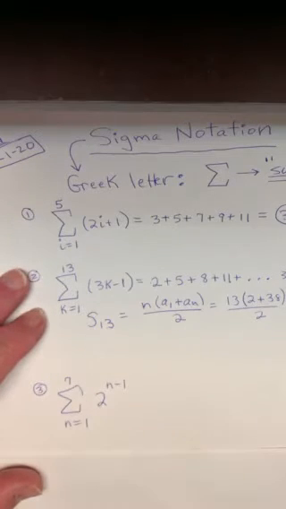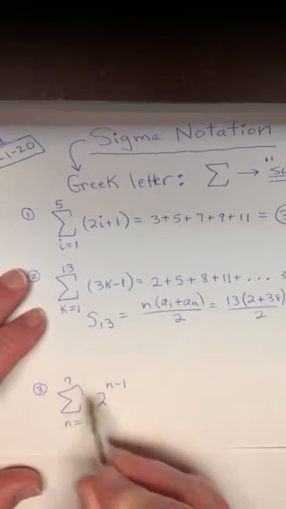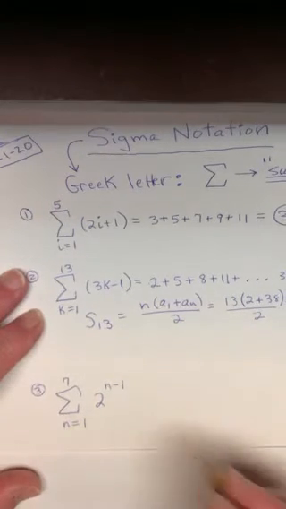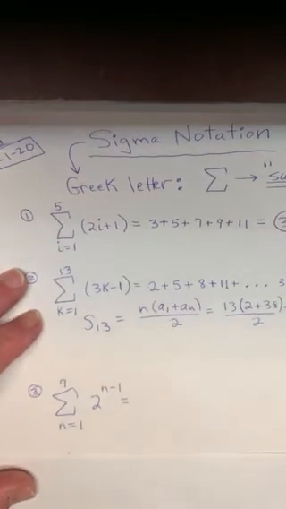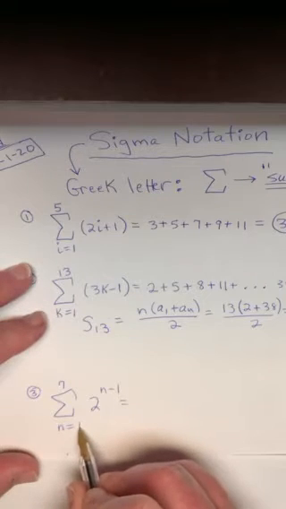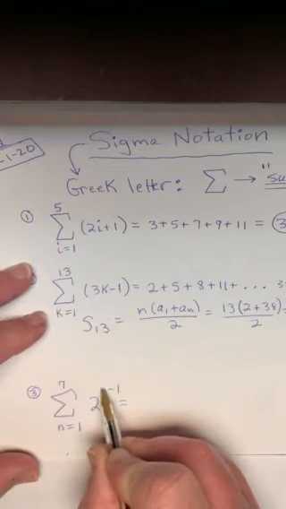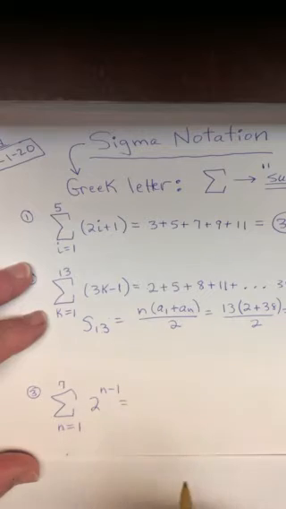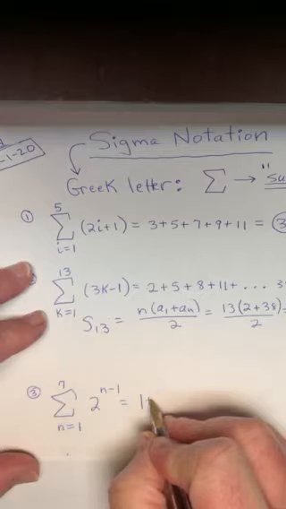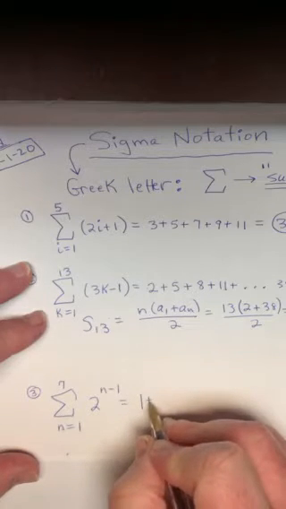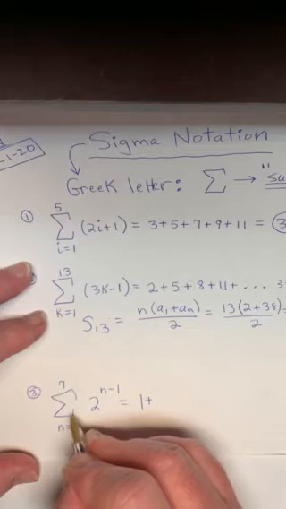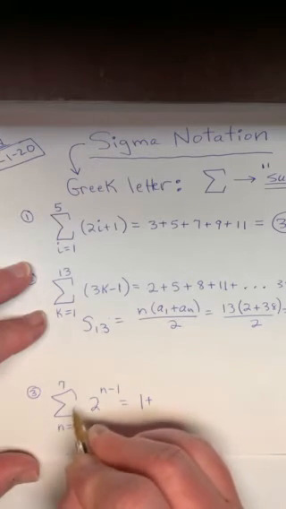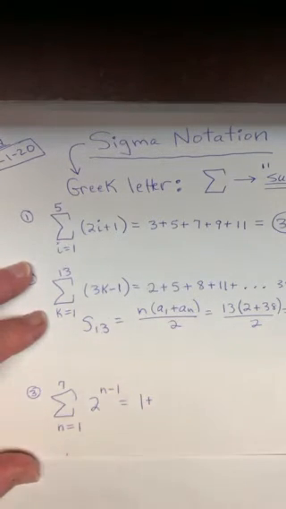I've got my sigma symbol. N goes from 1 to 7 of that little expression right there. Okay, rather harmless. Here we go. N equals 1, so I'm going to plug 1 in for that N. 1 minus 1 is what? 0. 2 to the 0 power, anything to the 0 power is always what? 1. Plus, now why did I put a plus? It doesn't say so. Oh, because it's the symbol sigma, and it means to sum a bunch of numbers together. So I always put a plus between each term.